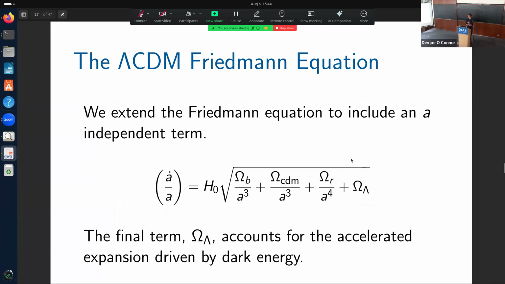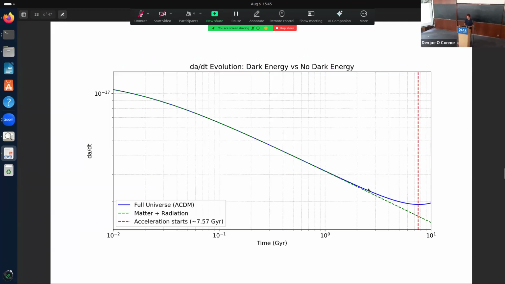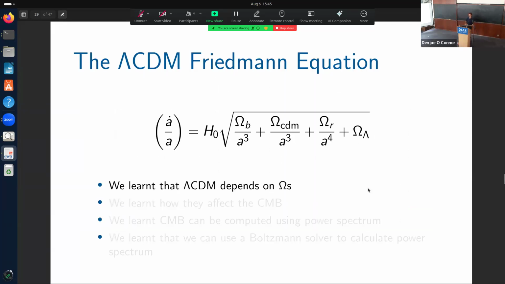So how do we solve this? By the way, this is our new matter term for cold dark matter that I added before. And we're going to add a new term called omega lambda that's basically going to be independent of a. This is the term that corresponds to dark energy. And with this, we will see that the universe shrinks and then goes back up again. So this is what we observe. Now we have an equation that we can use to model the universe.